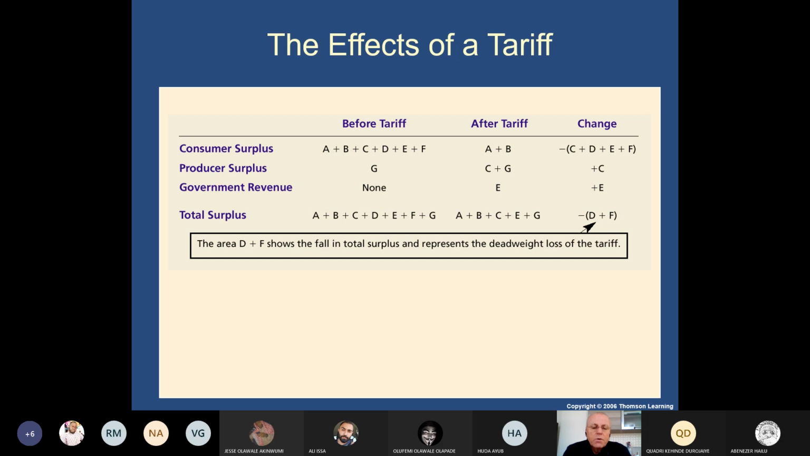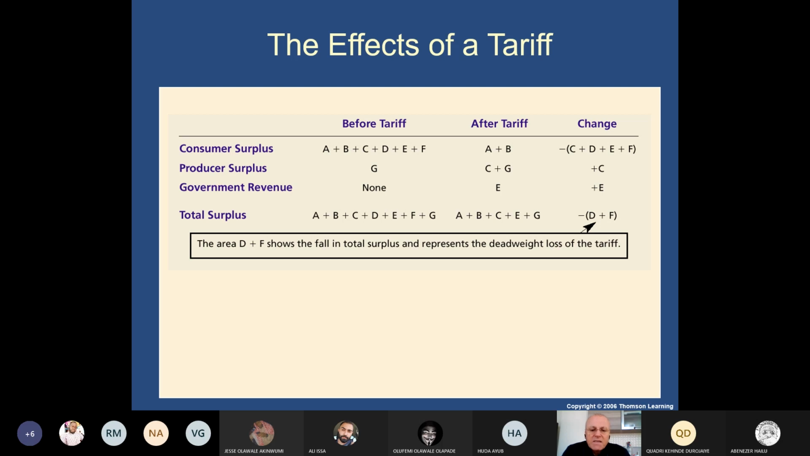And the government revenue is nothing before the tariff, because if you don't collect any tax, the government will not get anything. After the tax application, revenue is created, and it is the rectangular area E, and the government revenue is the change. The result of this change is only the E area.